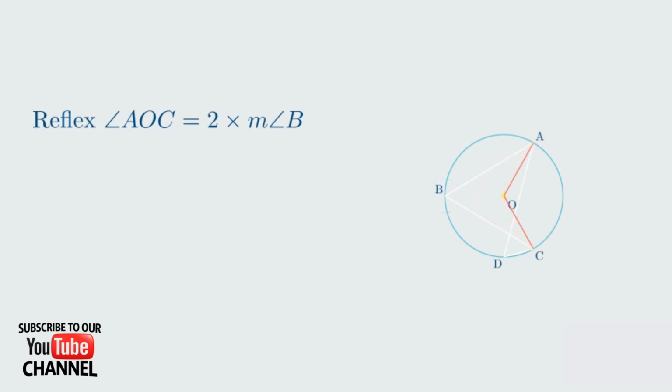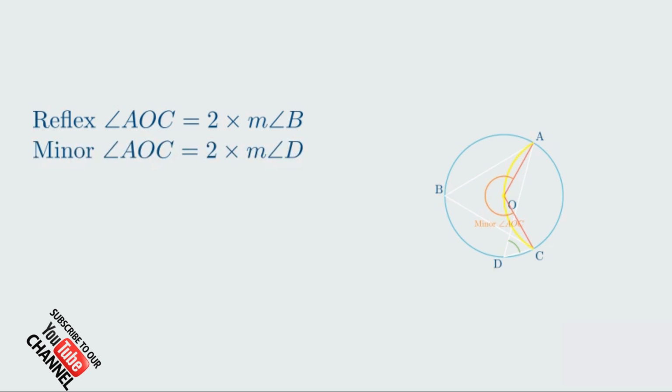Now let's consider the other opposite angle, angle D. Angle D is also an inscribed angle, but it subtends the minor arc ABC. The central angle for this arc is the minor angle AOC. Applying the theorem again, the measure of the minor angle AOC is twice the measure of angle D. So now we have two equations. One relates the reflex angle AOC to angle B, and the other relates the minor angle AOC to angle D. These two equations hold the key to our proof. We're in the final stretch. Let's put everything together to prove our theorem.